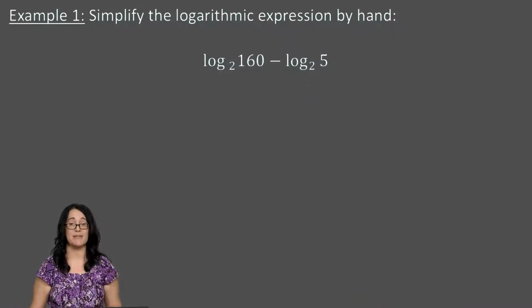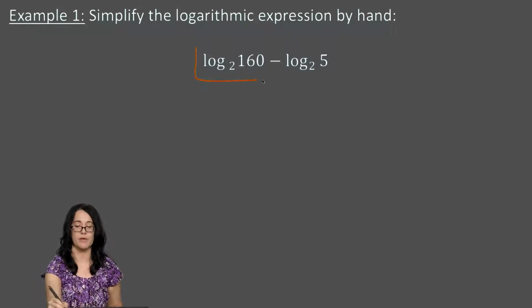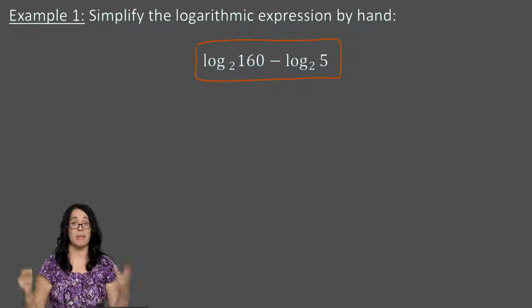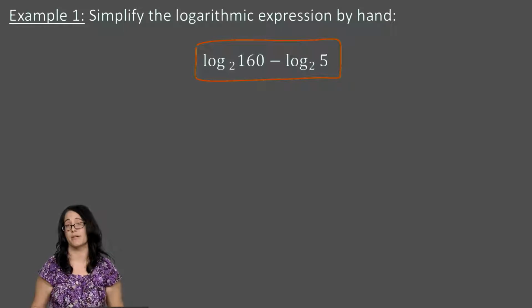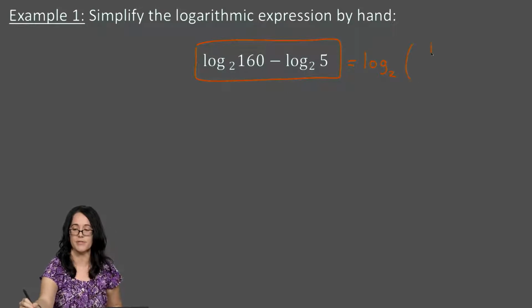Example 1 says, can we simplify the logarithmic expression by hand? Here we have log base 2 of 160 minus log base 2 of 5. See if you can remember which property would apply here to condense this logarithm. That's right. We're going to condense by combining the arguments using division. Very good. So this would become log base 2 of 160 over 5.